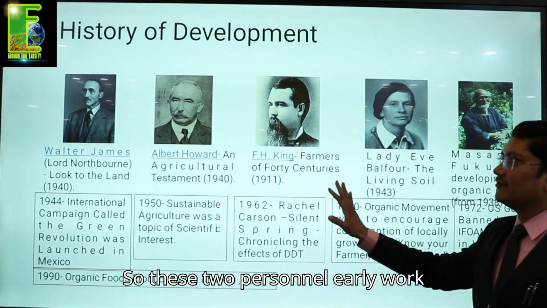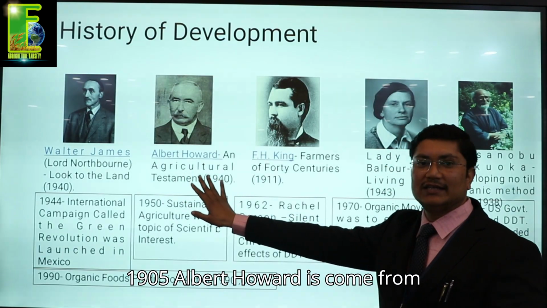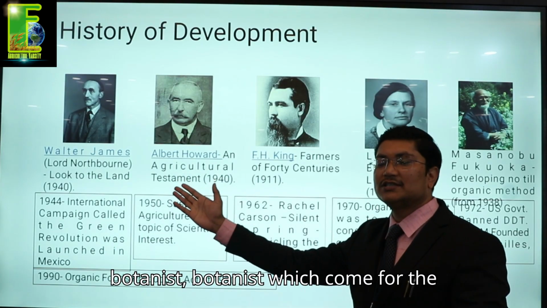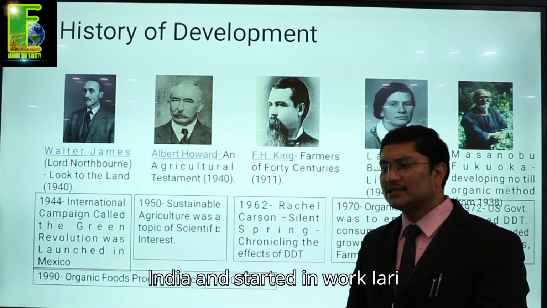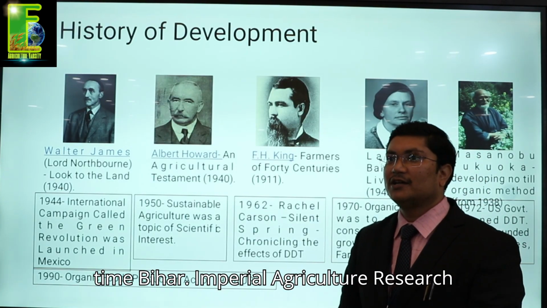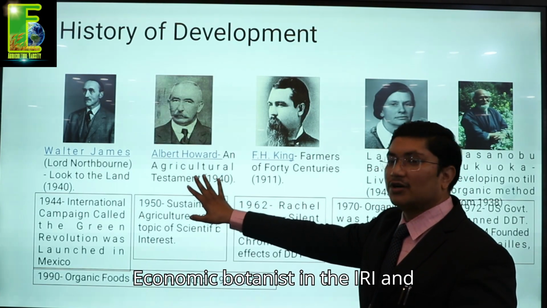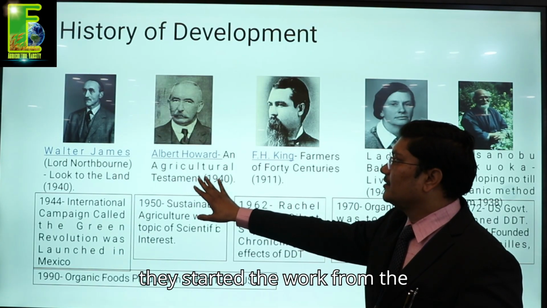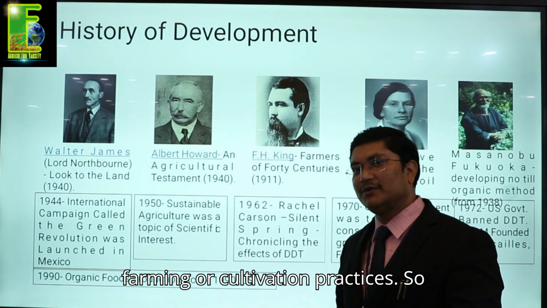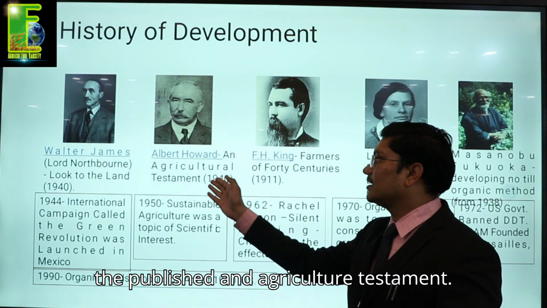So these two personalities had already worked, and in 1905 Albert Howard came from the UK. He was a botanist who came to India and started work at IARI Pusa, which at that time was the Imperial Agricultural Research Institute in Bihar. He was the head, as economic botanist at the IARI, and started work from 1905 in Indian studies regarding farming and cultivation practices. Whatever experiences he documented, he published in An Agricultural Testament.